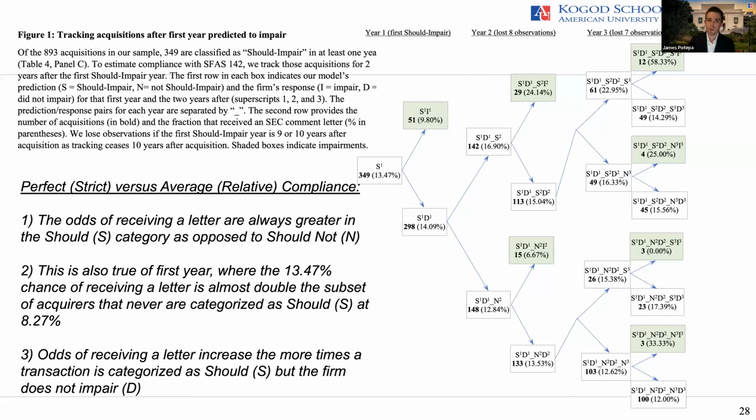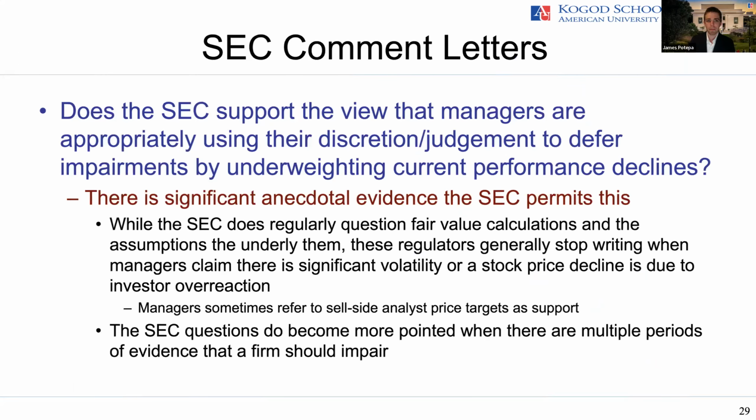And while it's not shown for our first box, we note that the percent there, 13.47, is almost double what it is for the rest of the sample, which would be about 8%. We also like to highlight that the odds of receiving a letter increase the more times the transaction is categorized as should impair, but the firm does not impair. We also take this as a broad view of how the SEC looks at things.